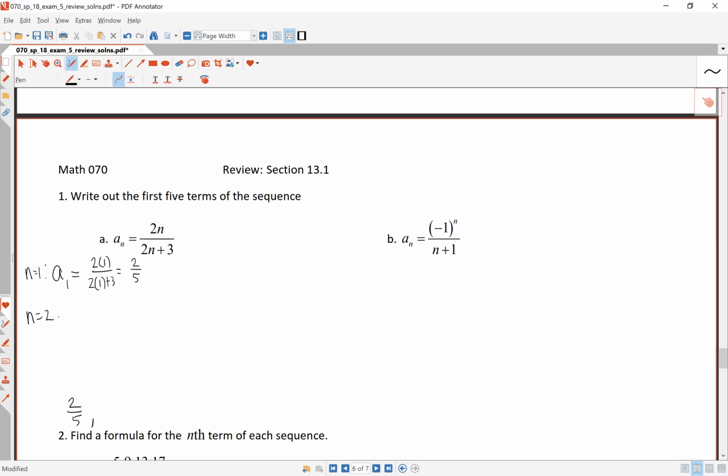The second term in the sequence is found by setting n equal to 2. 2 times 2 over 2 times 2 plus 3. 2 times 2 is 4, plus 3 is 7, giving us 4/7.